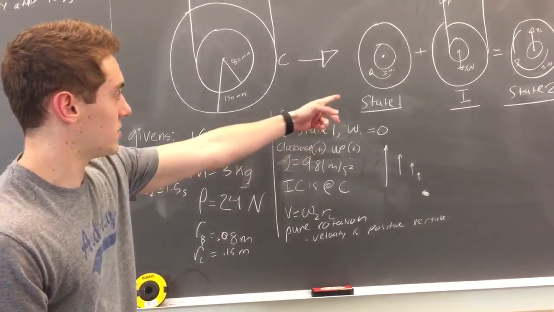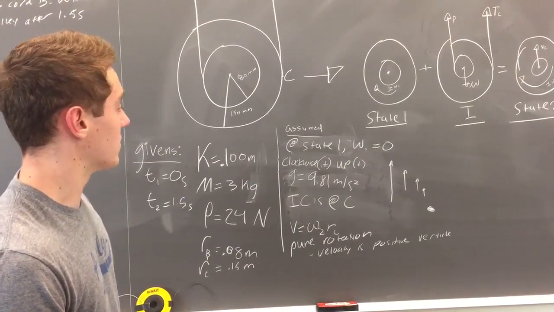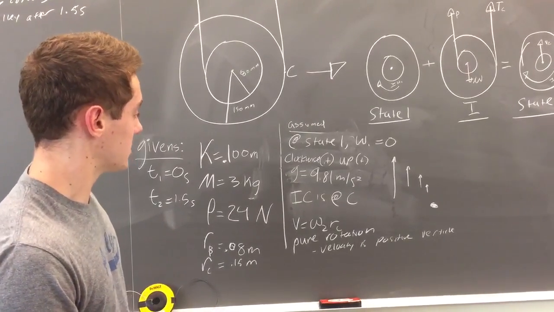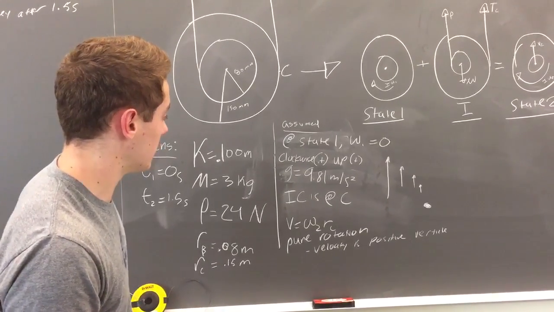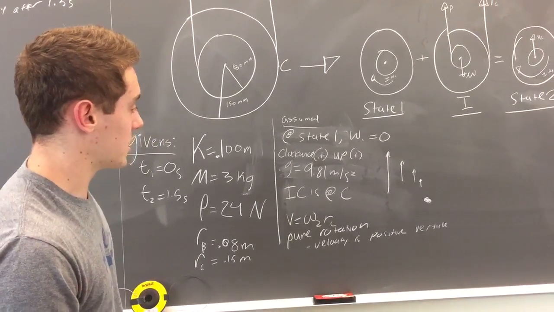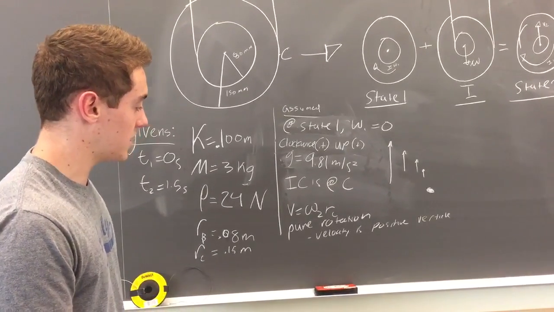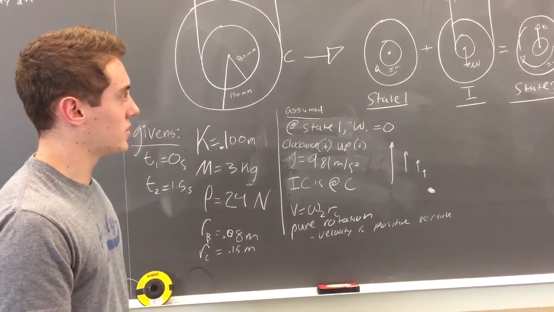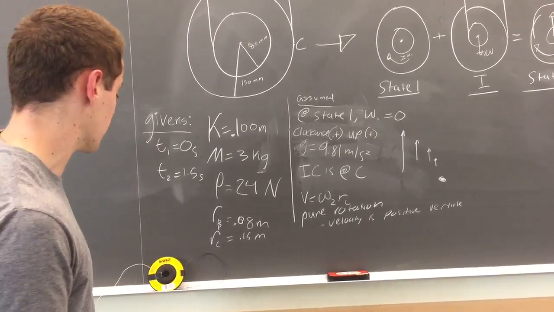So we know that at state 1, the angular velocity is equal to 0 because the pulley is at rest. We also assumed that clockwise was positive and up was also positive. We know that g is equal to 9.81 meters per second squared, and the instantaneous center is at point C. And because the instantaneous center is at point C, we know that v is equal to ω2 r_C. We also know that the pulley is in pure rotation, and because of this, the velocity is positive and vertical.